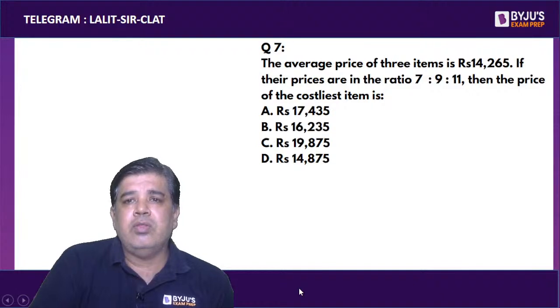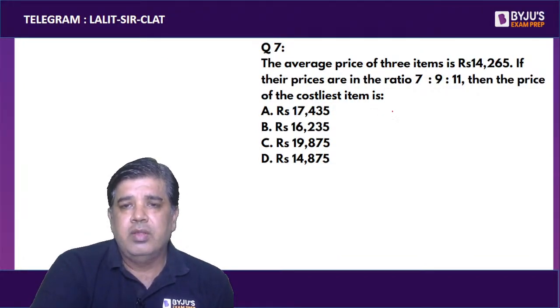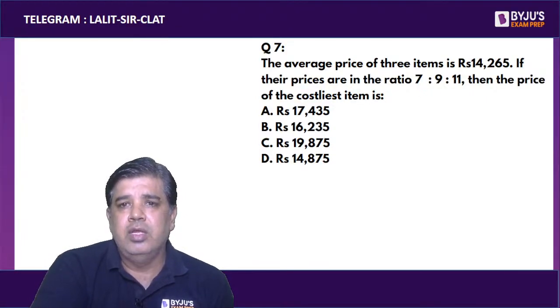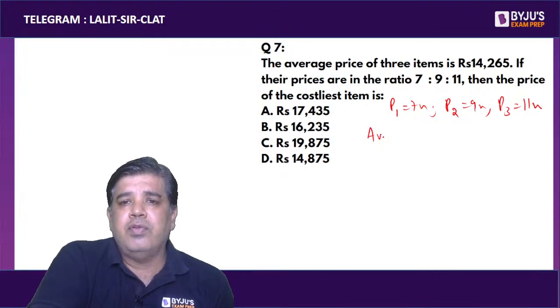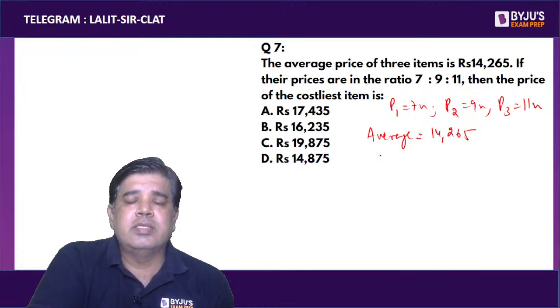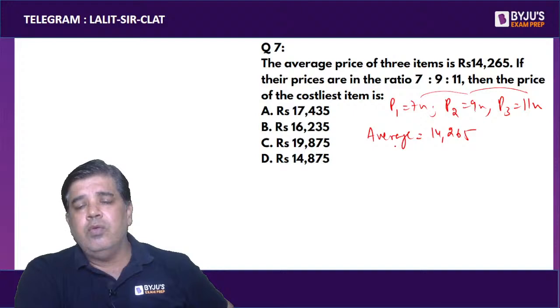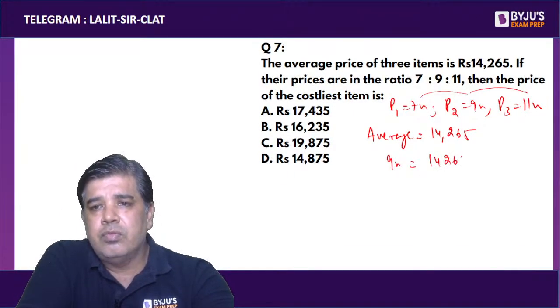The average price of 3 items is 14,265. This is the average price. And the 3 prices are in the ratio 7:9:11. So we can say that the 3 prices are 7x, 9x, and third price will be 11x. Their average is 14,265. Student, when the prices have the same difference, then the value which lies in between is always the average. So 9x will be the average.